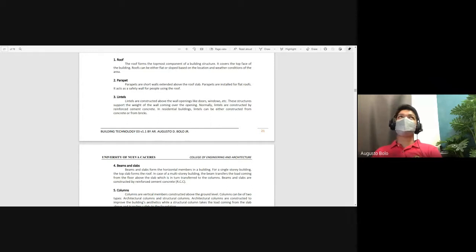Lintel is not the jamb in particular, but it is a support. Commonly kasi nakikita natin yung lintel sa bintana or sa door. Bakit siya nilalagay dyan? Kasi if you can visualize, hold on for a while. I'll try to search for a lintel sa internet.